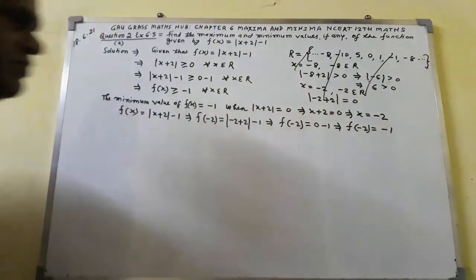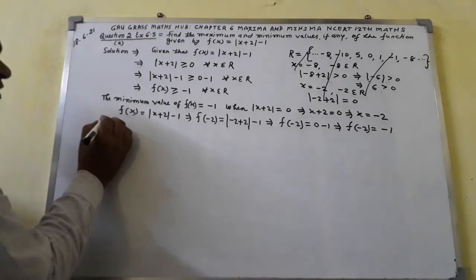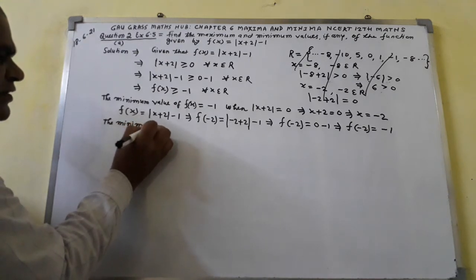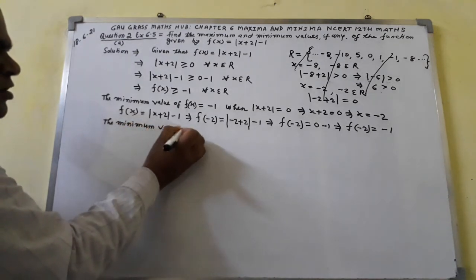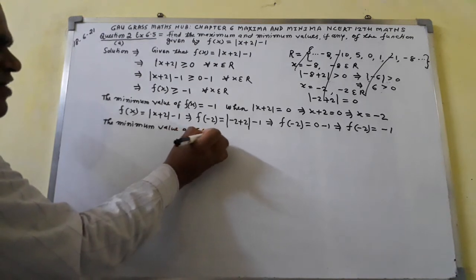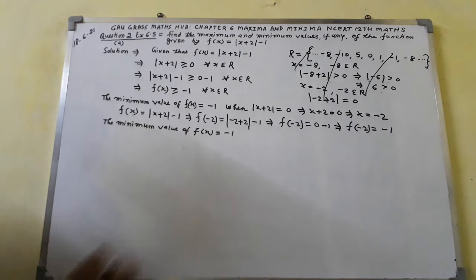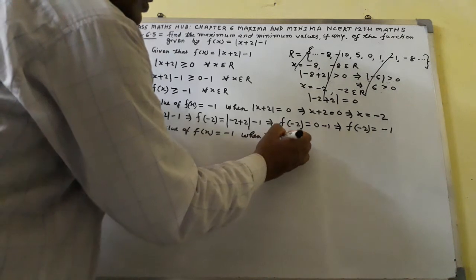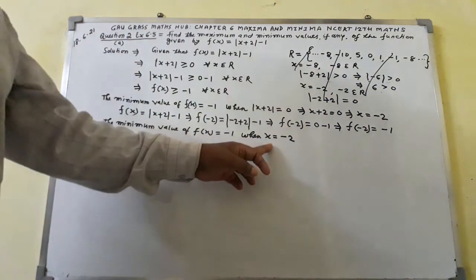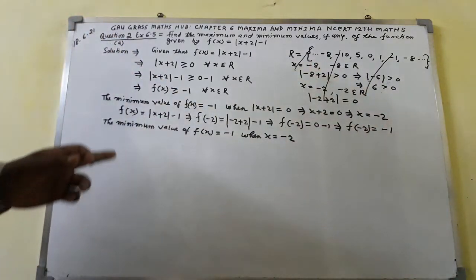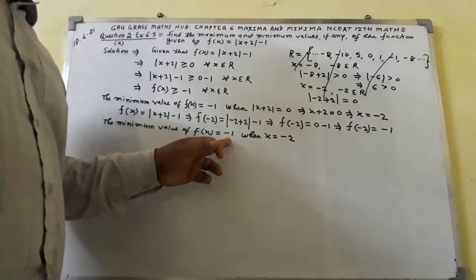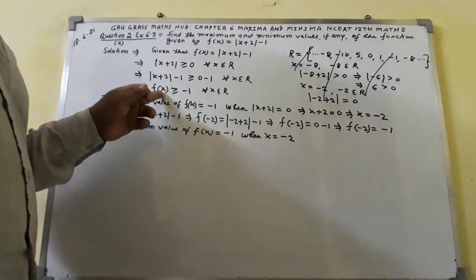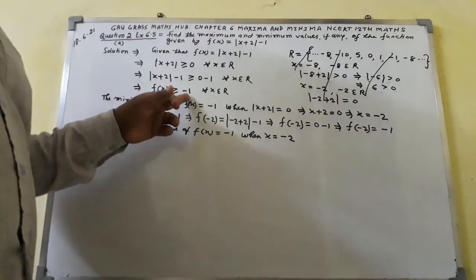So here I can write very well the minimum value of f of x equal to minus 1 when x equals minus 2. The value of x I shall write minus 2. The minimum value of f of x we shall get is minus 1. From this inequality you can see f of x is greater than or equal to minus 1.